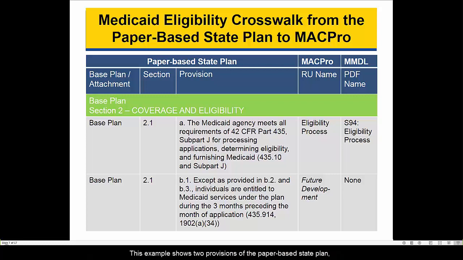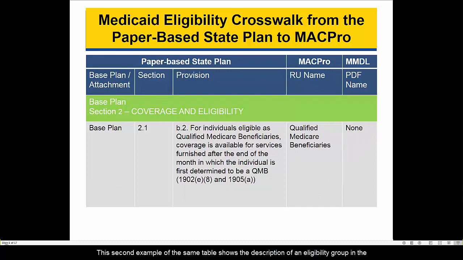This example shows two provisions of the paper-based state plan, one of which is in MACPro and MMDL, and the other which is not. This second example of the same table shows the description of an eligibility group in the base plan, individuals eligible as qualified Medicare beneficiaries, along with its name in MACPro. MMDL does not have this eligibility group and never will. It is transitioning from the paper-based state plan directly to MACPro. This table can assist state users in identifying which RU in MACPro you need to complete in order to replace a certain provision that is still in the paper-based state plan.